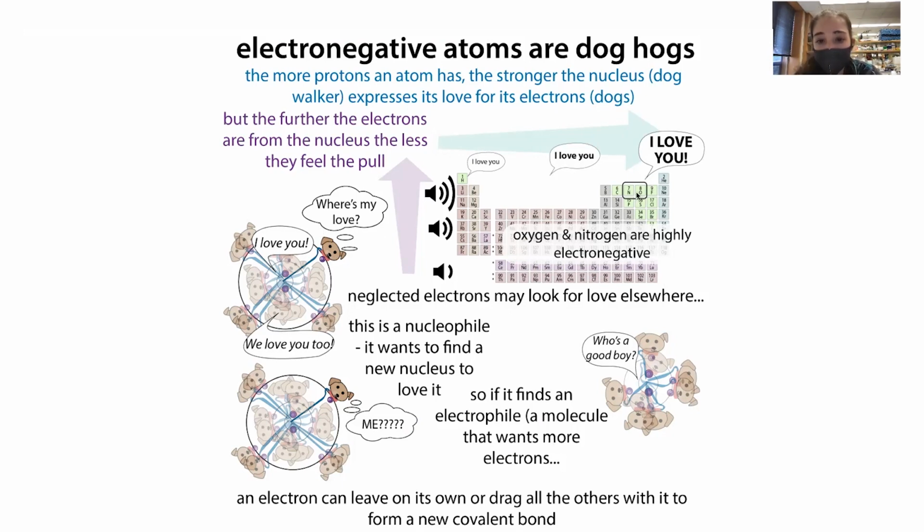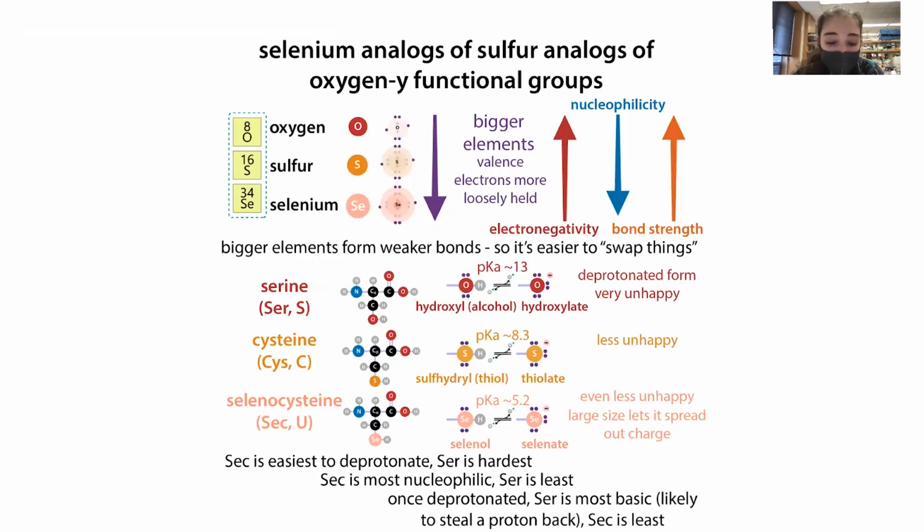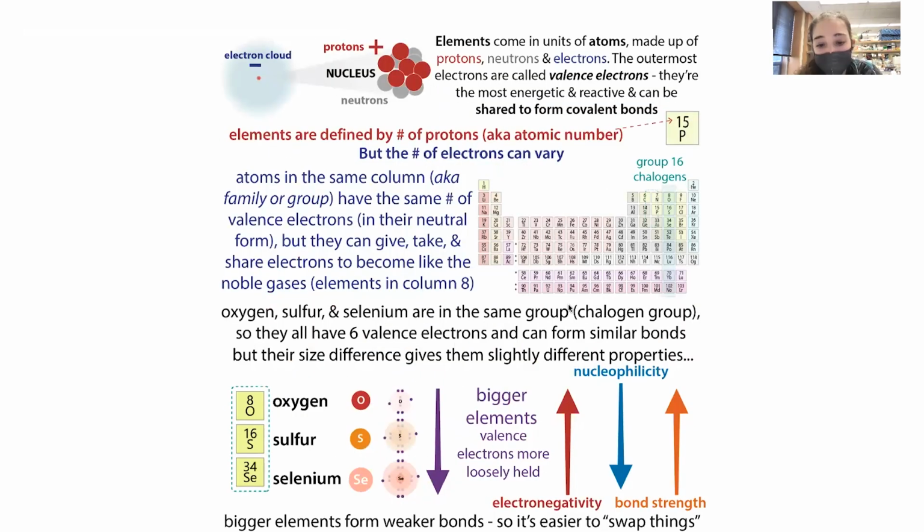And so as we go down a column, we're going to get less electronegative. Oxygen would be the most electronegative of these three, and selenium is going to be the least electronegative. So this means that if selenium forms a bond to oxygen, it'll be oxidized. But also if selenium forms a bond to sulfur, it'll be oxidized.